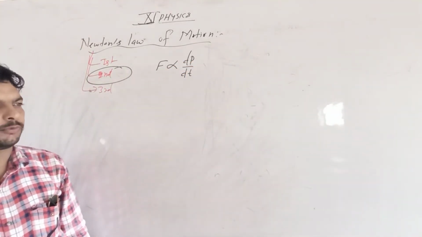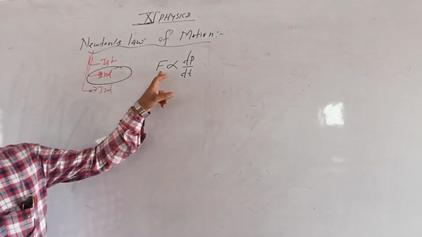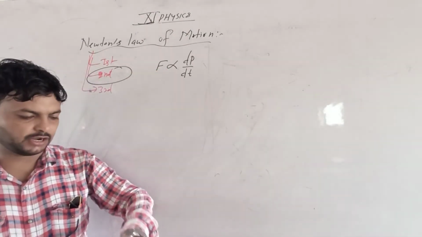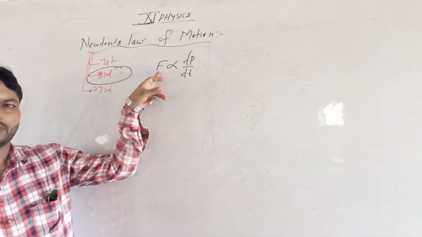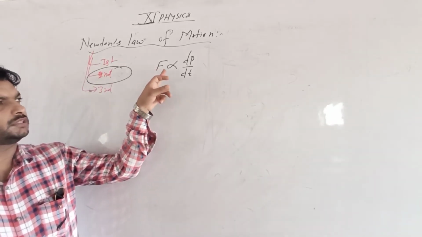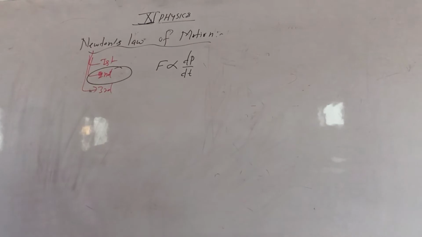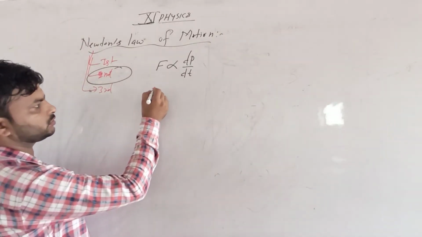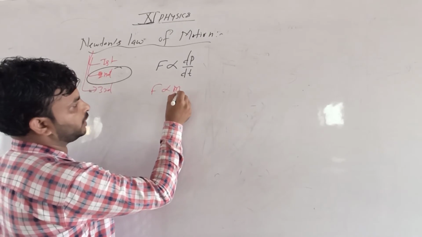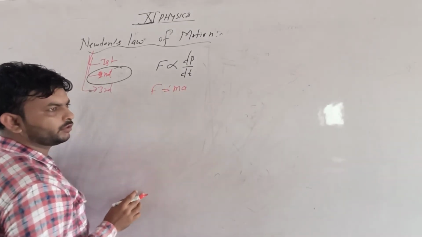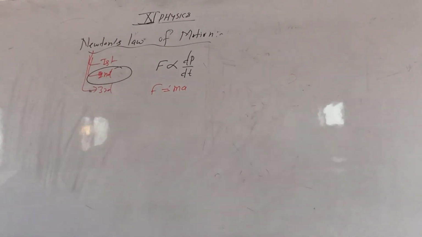You know that we denote momentum by p. This is also the definition of Newton's second law of motion. The definition is that the applied force is directly proportional to the rate of change of momentum. Now we can also describe the momentum and the force. According to Newton's second law of motion, F equal to ma. Force is the multiplication of mass and acceleration. This is also Newton's second law of motion.